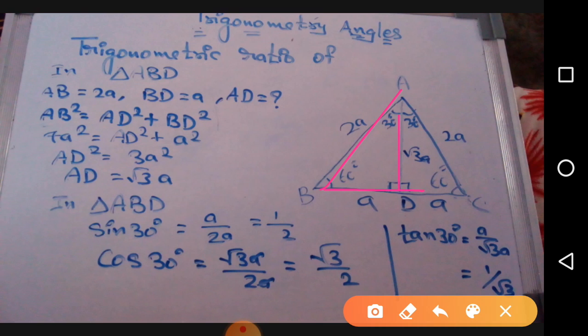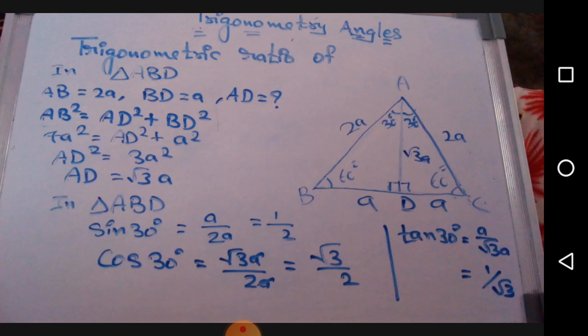In triangle ABD, let's say this is 30 degrees. So what is the opposite side? BD, that is a, and what is hypotenuse? That is 2a. So a by 2a is nothing but 1 by 2. Similarly move with cos 30, and cos 30 is nothing but adjacent side. So what is adjacent side? Root 3a divided by 2a. So root 3a by 2a is nothing but root 3 by 2. And if you go with tan 30, so tan 30 is nothing but opposite side by adjacent side, that is a by root 3a.